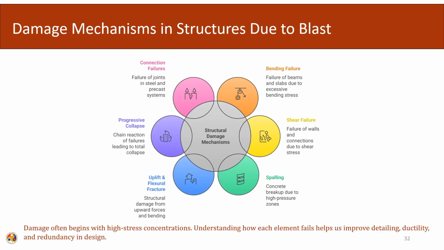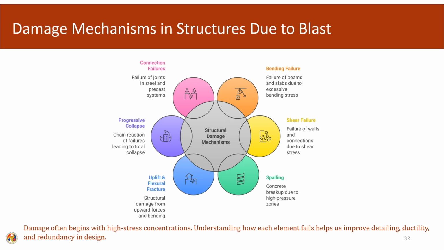Damage mechanism in the structure due to blast. So, we will look into the different damage mechanisms that occur in the structure when a blast occurs. So, we might have connection failures, that is the connection between the beam column joints or connections between the different steel members in a truss or different members in a precast system is broken down. We have a bending failure. So, for a bending type of structure like beams, slabs, they fail in a bending mechanism. We will have shear failure. So, in walls and connections, we might see shear failure.